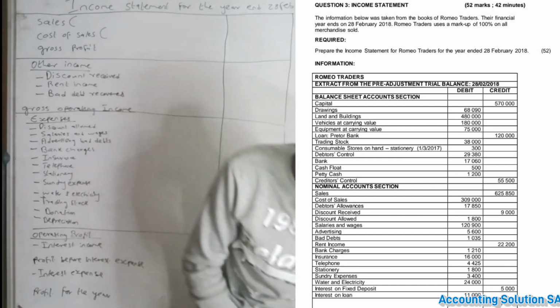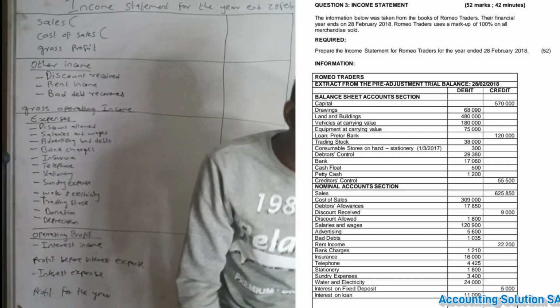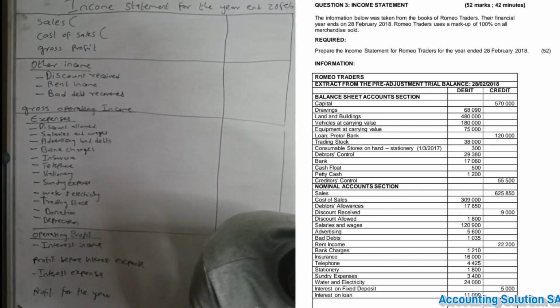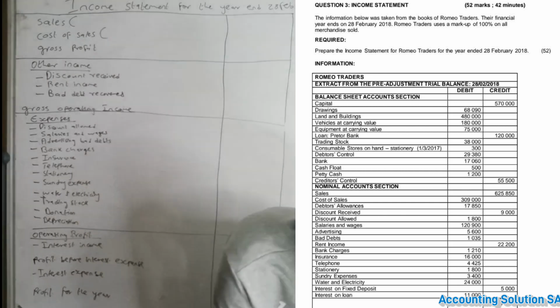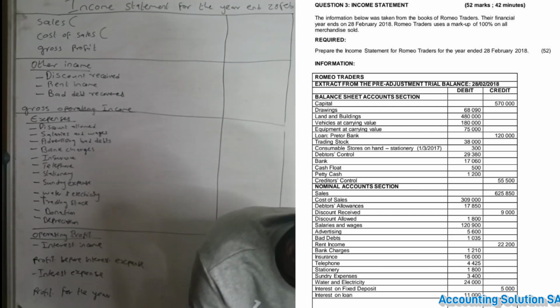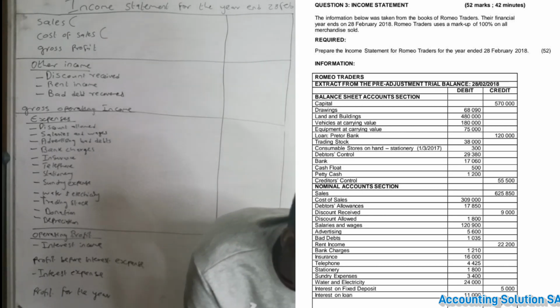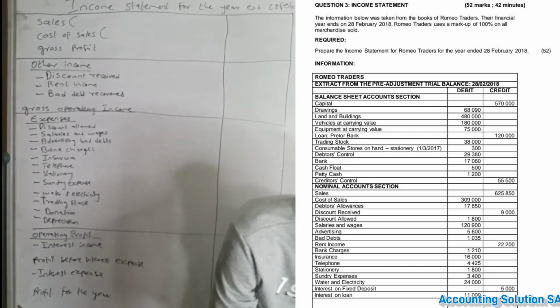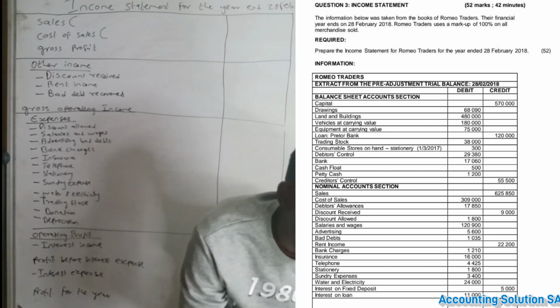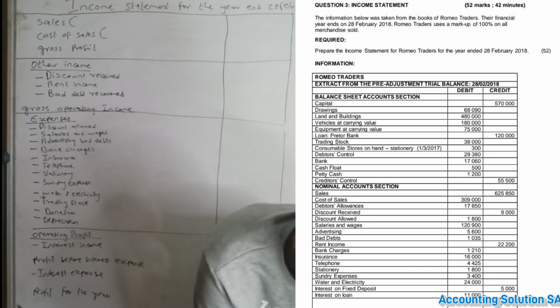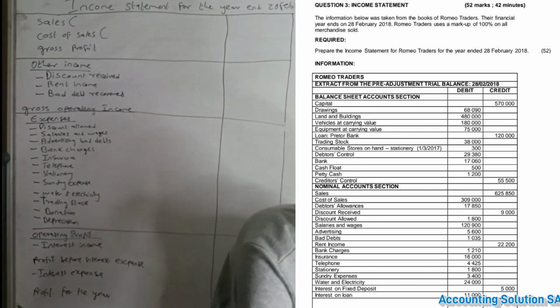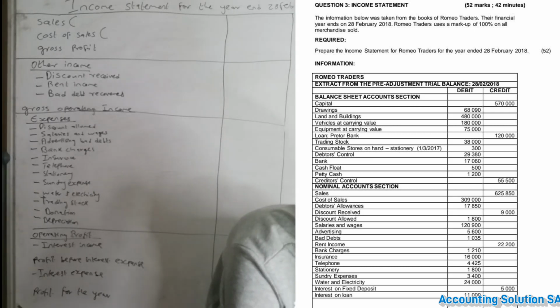Alright, so let's start with our question paper that we have. This is the question paper that was written last year 2022, if I'm not mistaken. It was question 3, income statement. The information below was taken from the books of Romeo Traders. Their financial year ends on 28 February 2018. Romeo Traders use a markup of 100% on all merchandise sold. In other words, if the price is 100 rand, they are going to sell it for 200. If they purchase for 100, they sell it for 200. Simple as that. Then the requirement: prepare the income statement for Romeo Traders for the year ended 28 February 2018.